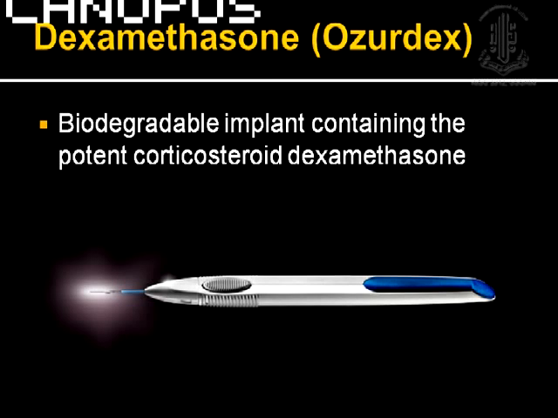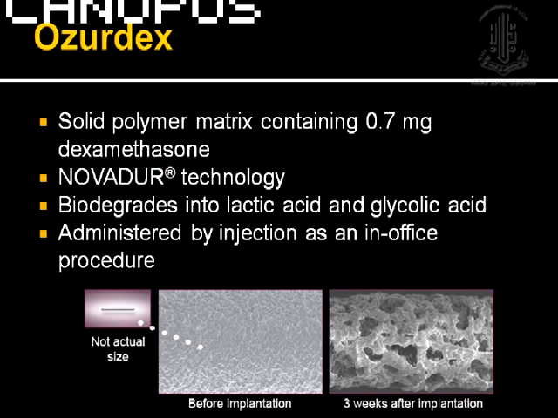So what's the alternative which we have? We have nowadays Ozurdex, the dexamethasone implant, which is a biodegradable implant. It has a longer duration of action, anywhere between 3 to 6 months. It's a solid polymer matrix containing 0.7 milligrams of dexamethasone. It biodegrades, as you see in this picture, into lactic acid and glycolic acid over the next couple of months. It's usually administered as an outpatient procedure, very easy to administer.